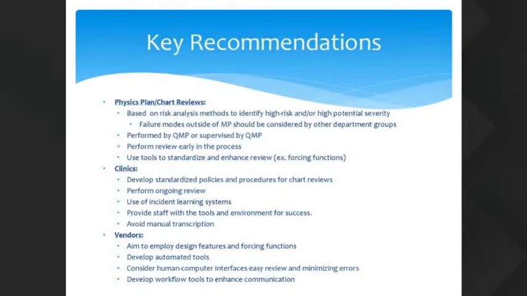Provide staff with the tools and environment for success, meaning sterile cockpit and maybe automation tools if necessary. And avoid manual transcription at all costs. I know sometimes there are emergent plans, or some type of plan that cannot be planned, you can't get an image, but you're at least going to put it into the treatment planning system, the treatment delivery system. Be very, very cautious with manual transcription.